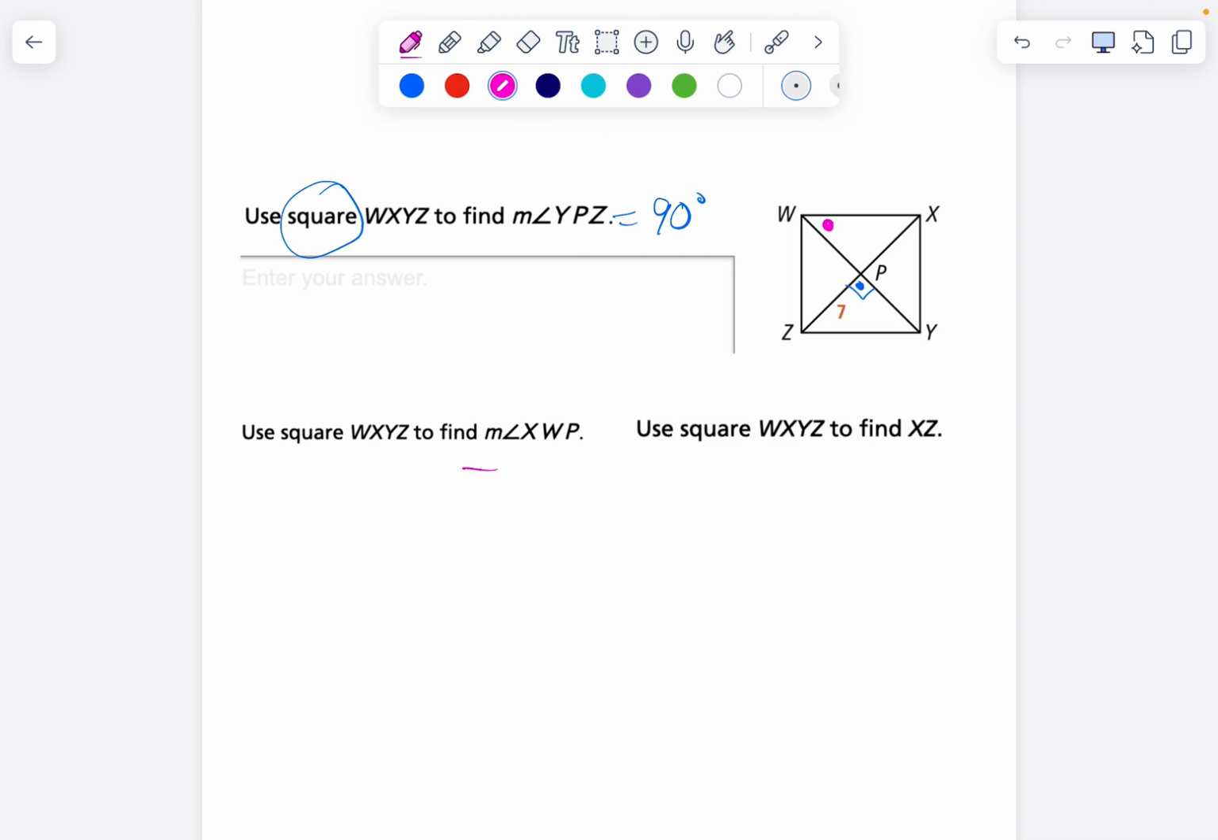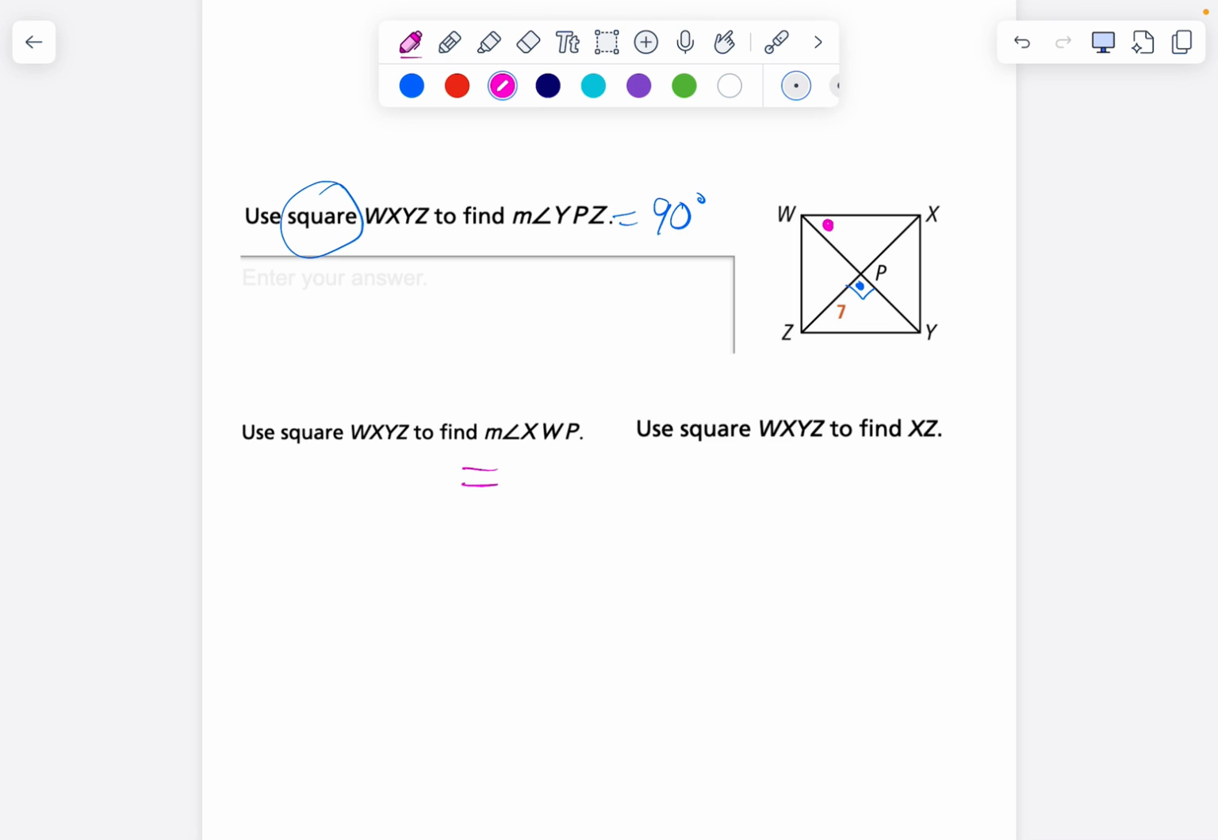Wait, just to clarify, is N Earth PZY 7? PZY sounds like an angle. The 7 is just side length or diagonal length, ZP. Well, I couldn't tell if the 7 was for that angle or if it was for the side line. I see. Yeah, that's a side length. So it's going to be used on the last question.